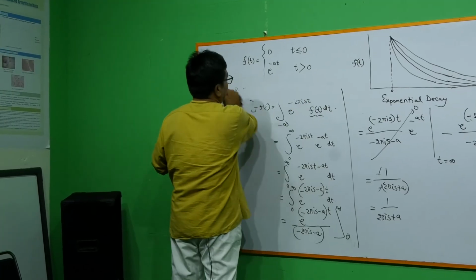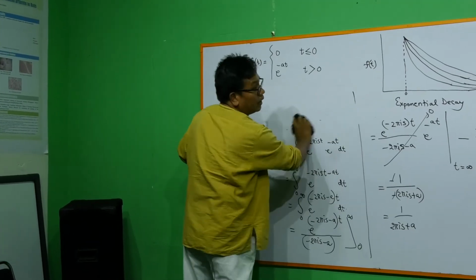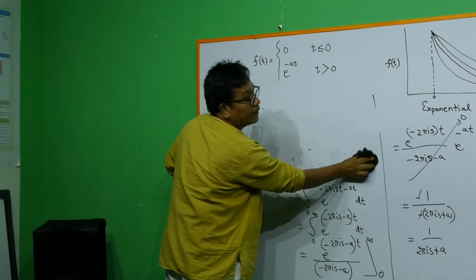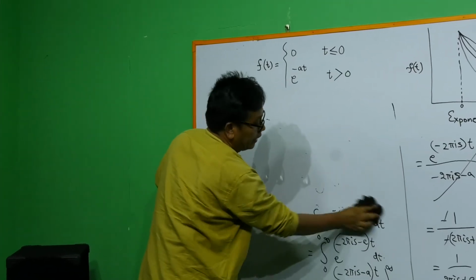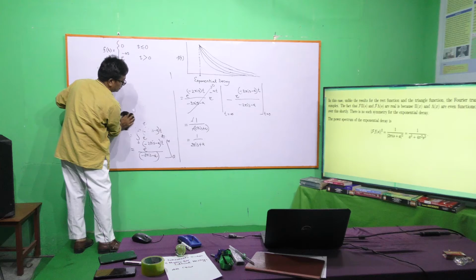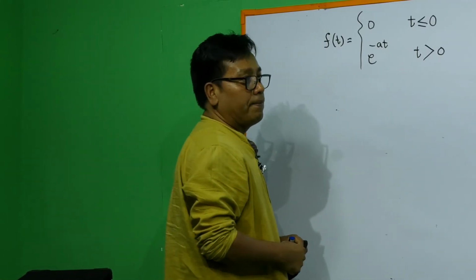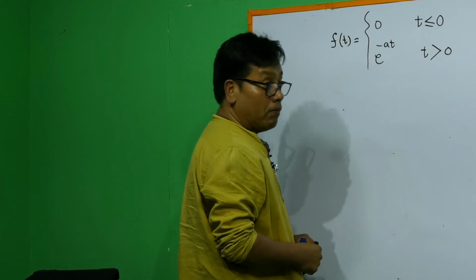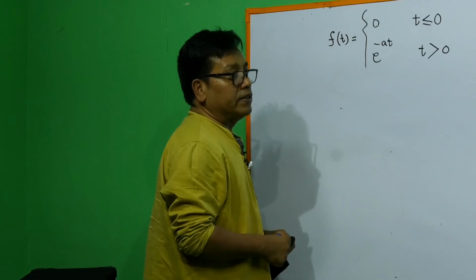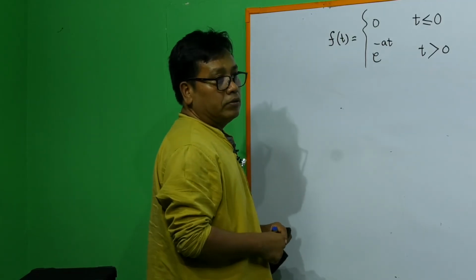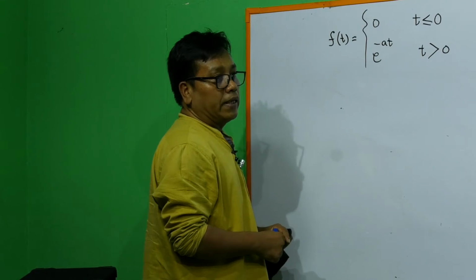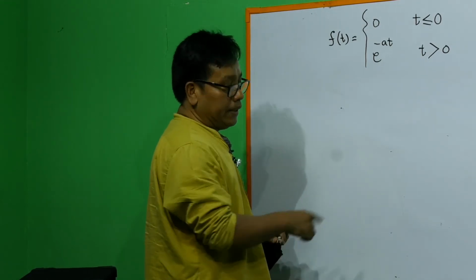Now it is very clear that, unlike the results for the rectangular function and the triangle function, as we have discussed earlier, here the Fourier transform is complex. The rectangular function and the triangle function give real results because they are even functions, and here in this case the function is not even.